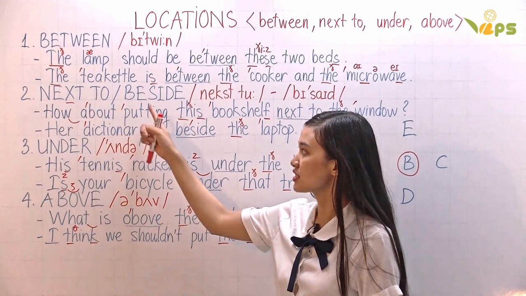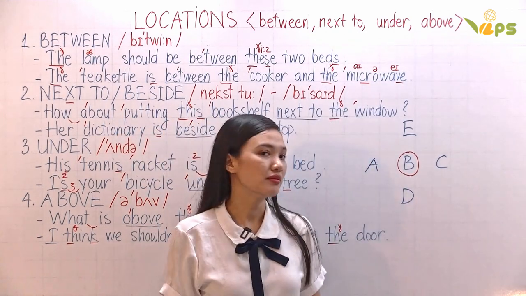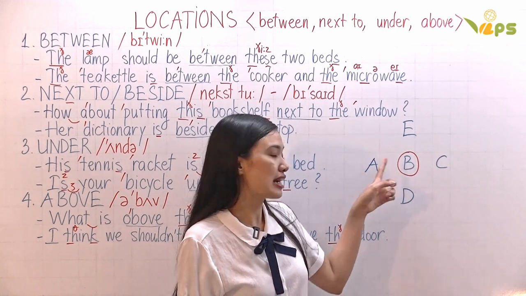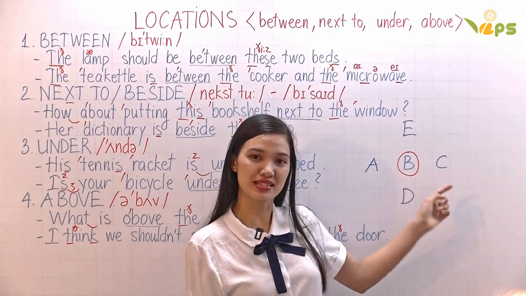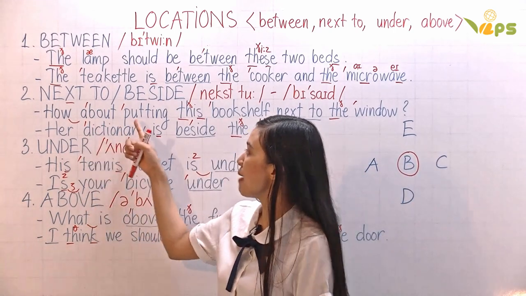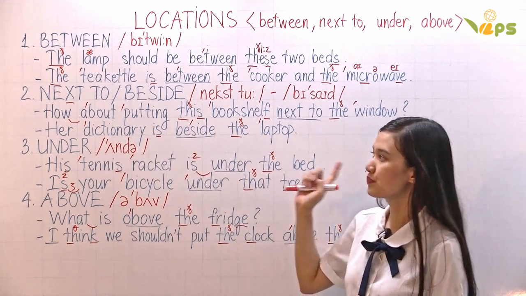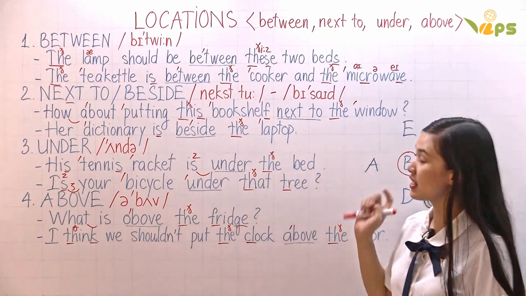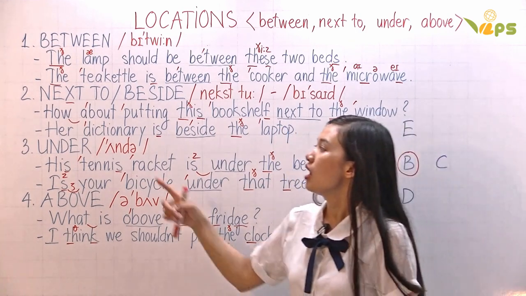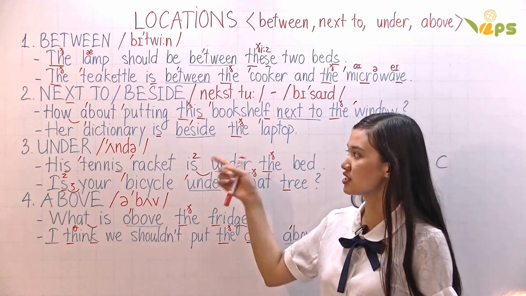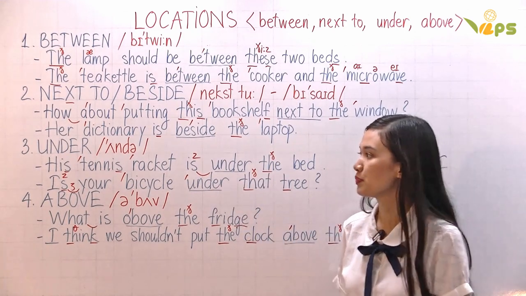Number two, next to, the side: on the right, on the left, okay? A is next to B, B is next to C. How about putting this bookshelf next to the window? Her dictionary is beside the laptop.